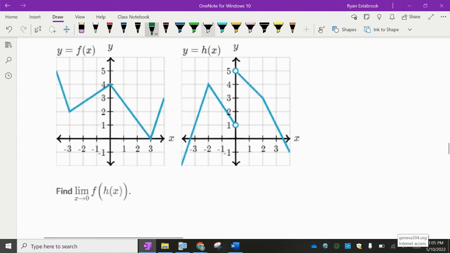Now let's look at a function composition. Here is the limit that we are trying to evaluate. Give you a chance to look at it. We go from the inside out. So in this first one, the limit is x approaches 0 of the inside h of x. So look on the h graph, and as x is approaching 0, what are the y values approaching?